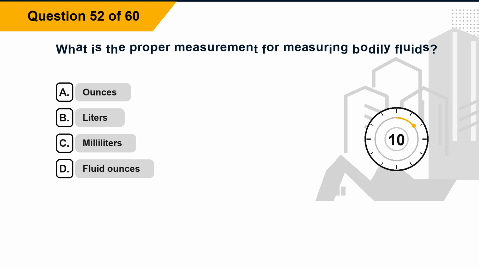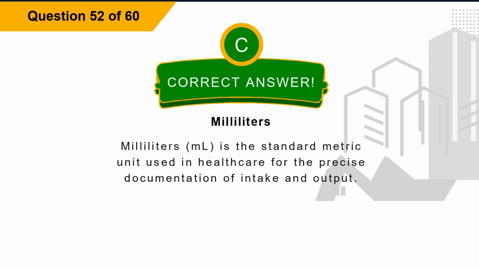Question 52. What is the proper measurement for measuring bodily fluids? Option A, ounces. Option B, liters. Option C, milliliters. Option D, fluid ounces. The correct answer is option C, milliliters. Explanation: milliliters, ml, is the standard metric unit used in healthcare for the precise documentation of intake and output.